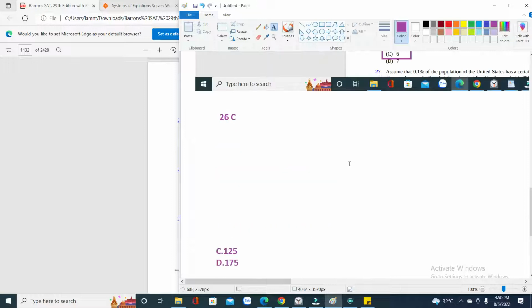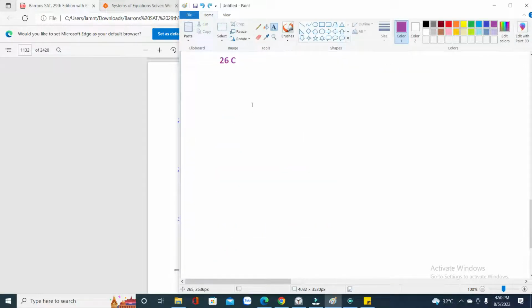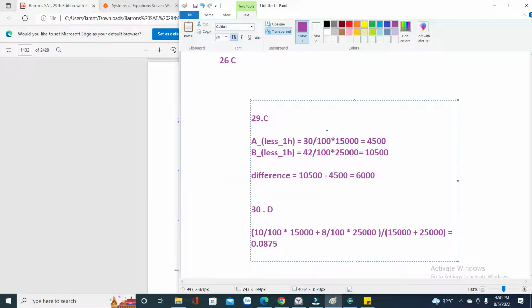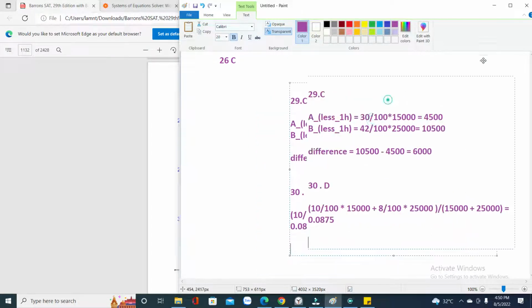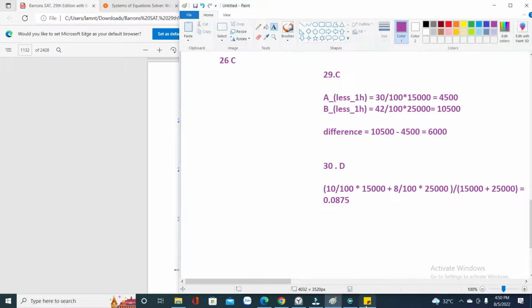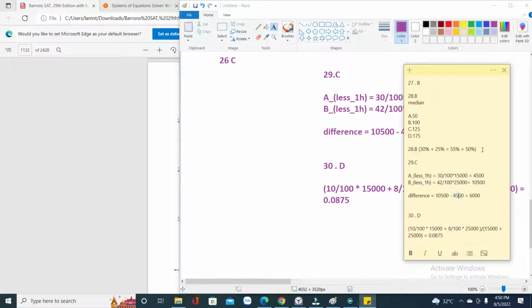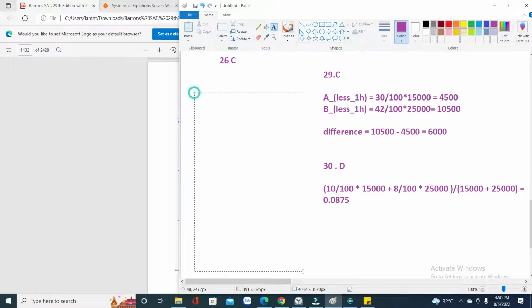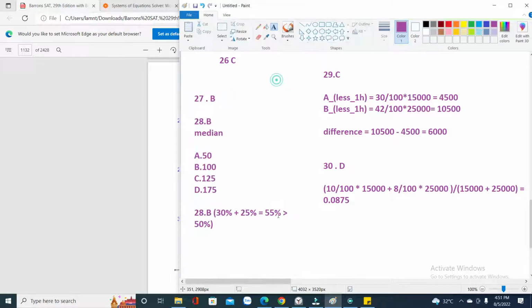Okay, so that's 27. I'm just going to do it again here. So that's 29 and 3, 27 and 28. I'm going to post it right here. There you go. 27 and 28, 29 and 30. Okay.